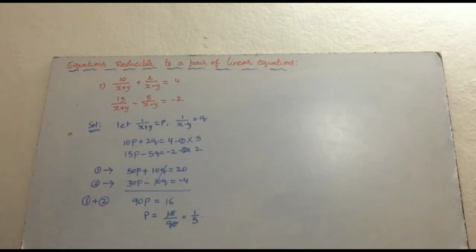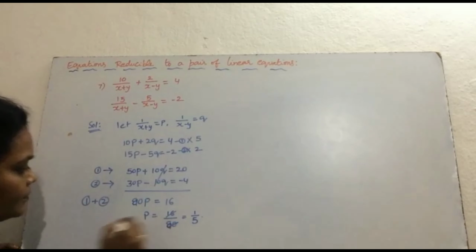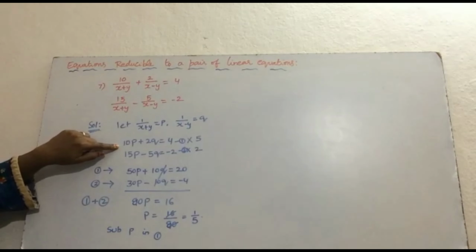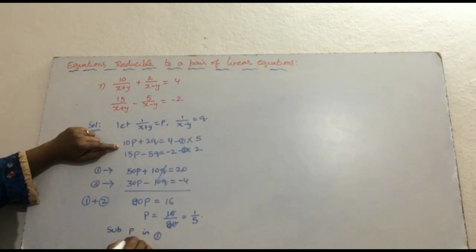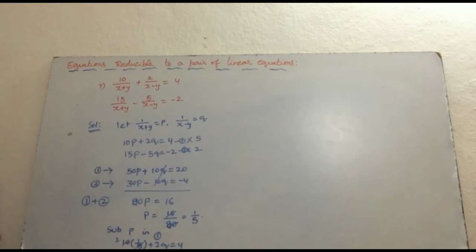Then p equal to 1 by 5. Substitute the value of p in the first equation. Then we will get 10 into 1 by 5 plus 2q equal to 4. Here 5 2s are 10. So that implies 2q is equal to 2. That means q equal to 1.